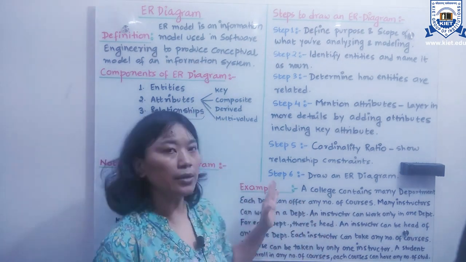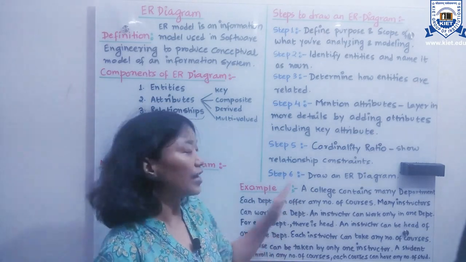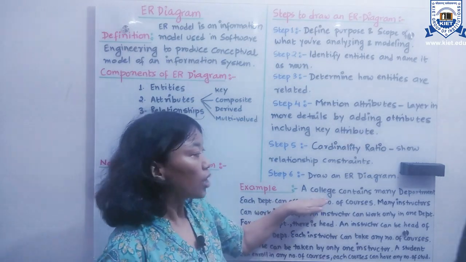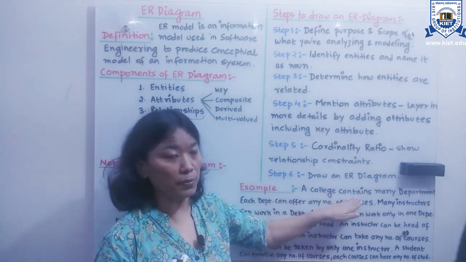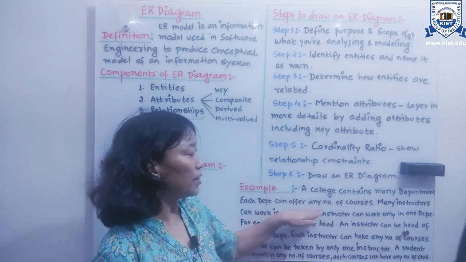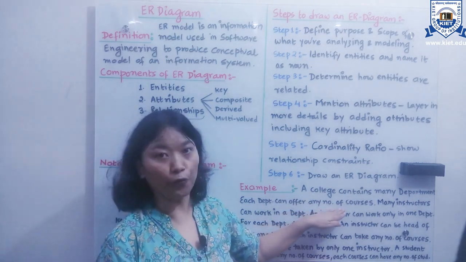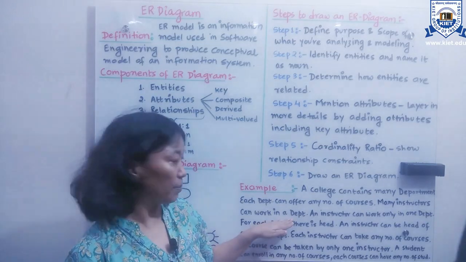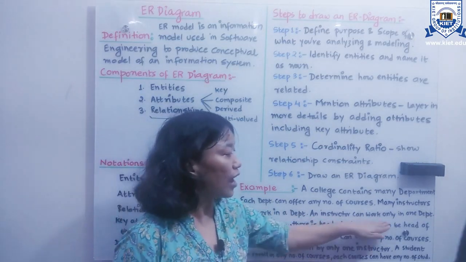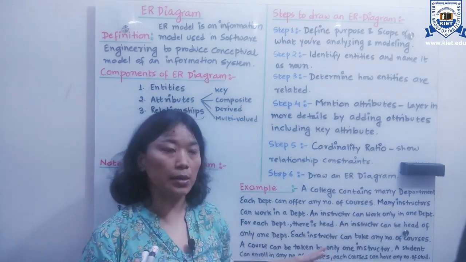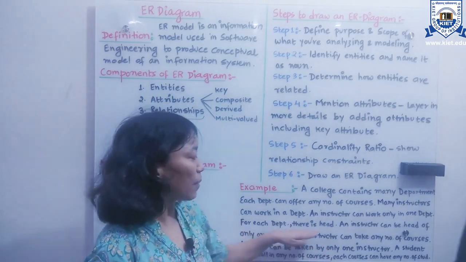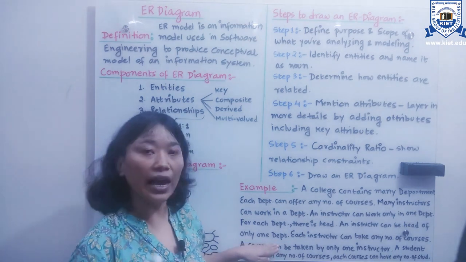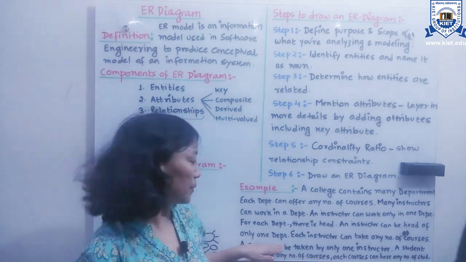In the college database, I define the scope and purpose as follows: the college contains many departments. Each department can offer any number of courses. Many instructors can work in a department. An instructor can work in only a single department. For each department, there is a head. Any instructor can be head of only one department.